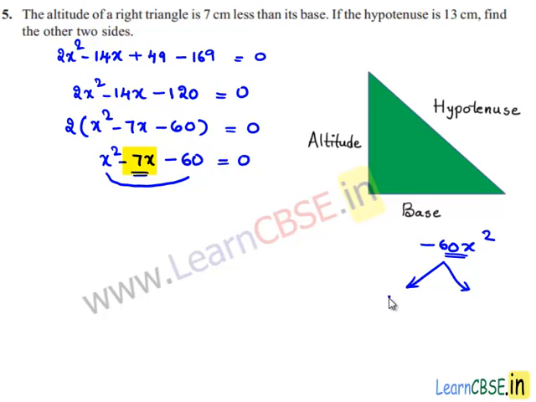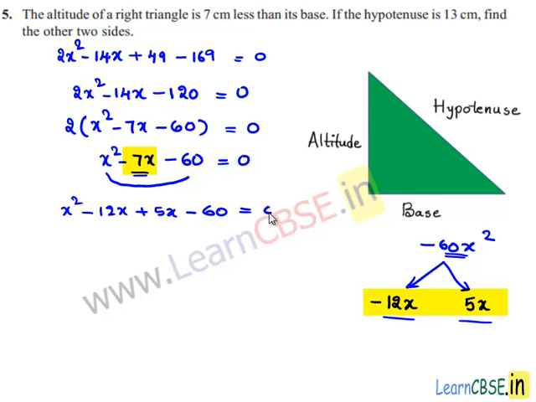So let us take 12x and 5x. 12x multiplied by 5x is 60x², but here we have minus 60x². If I put a minus sign here, now the product becomes minus 60x², and the sum minus 12x plus 5x is minus 7x. So minus 12x and plus 5x satisfy both the conditions. So minus 7x can be replaced by minus 12x plus 5x, and here we have minus 60.